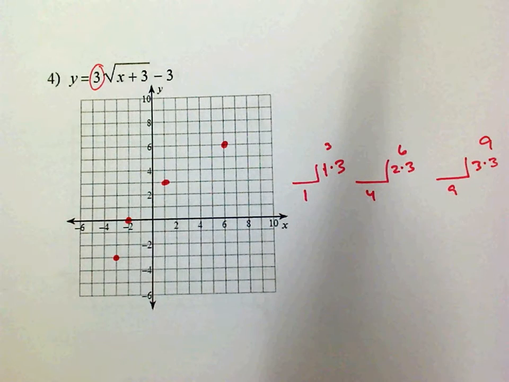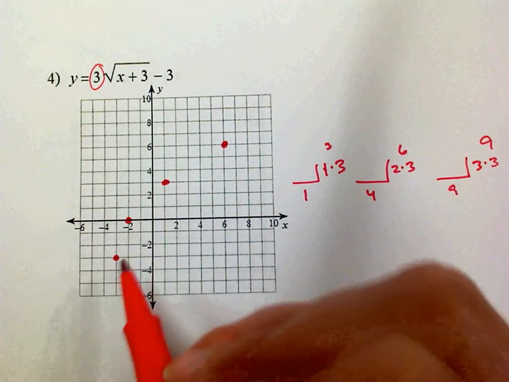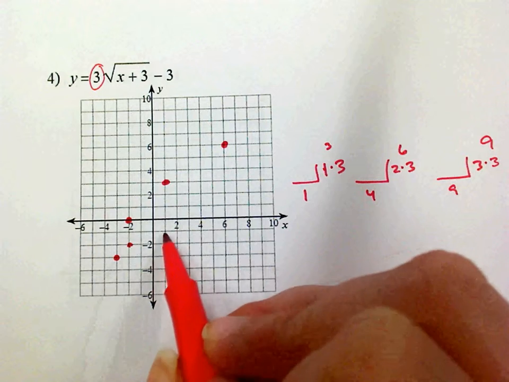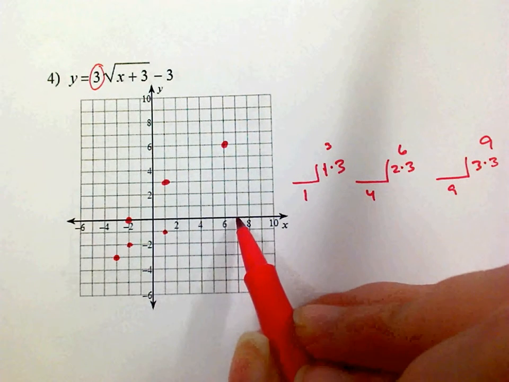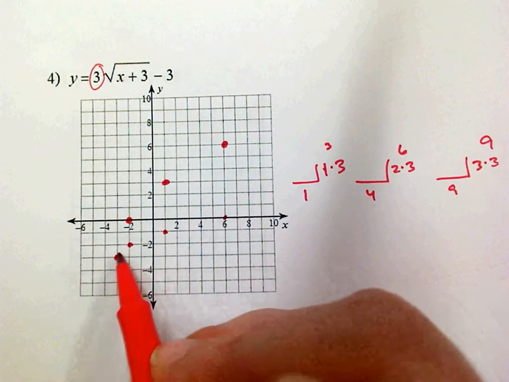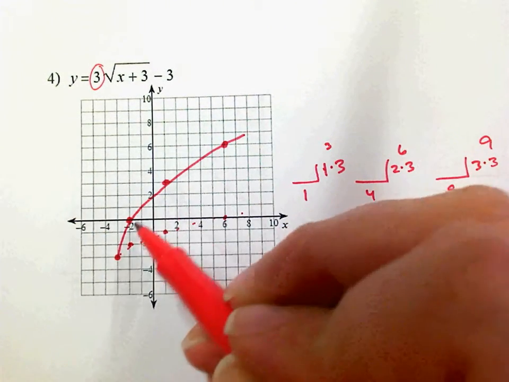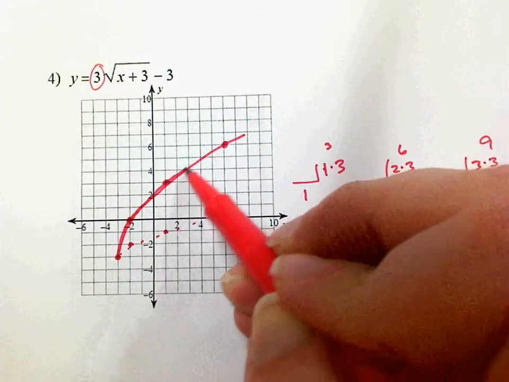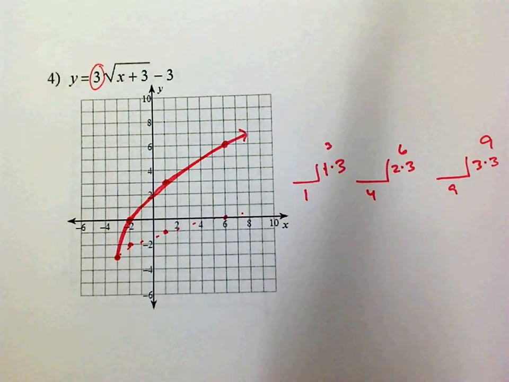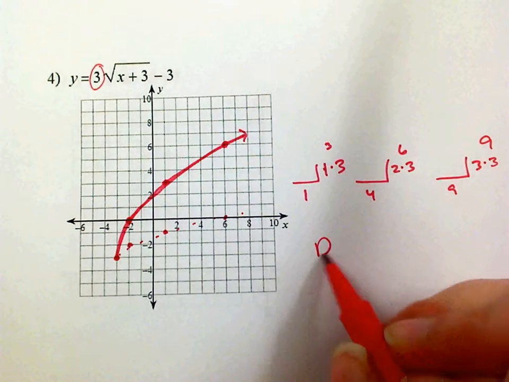So I vertically stretched it, because normally it would be over 1 up 1, over 4 up 2, and over 9 up 3. That would be the normal one, but we vertically stretched it by a factor of 3, which means we multiplied all the heights by 3. Okay?